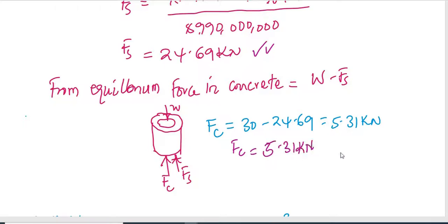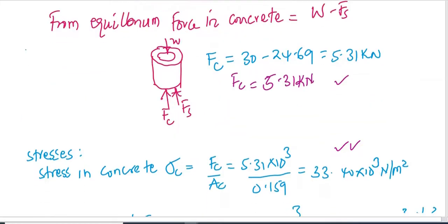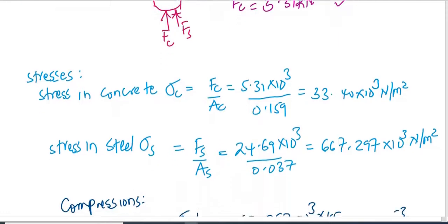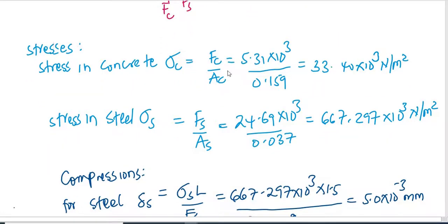5.31 kilonewton. Okay, let us find the stresses. The stress in concrete, sigma C, will be equal to the force divided by area. So for concrete, it is 5.31 times 10 to power 3 divided by area, which is 0.159. It is equal to 33.4 times 10 to power 3 Newton per square meter.